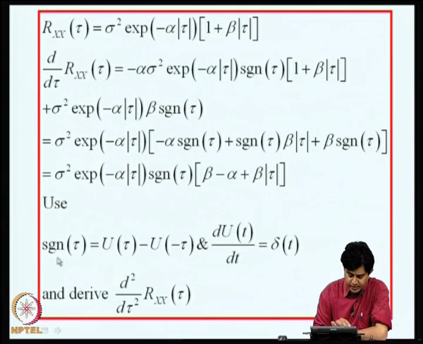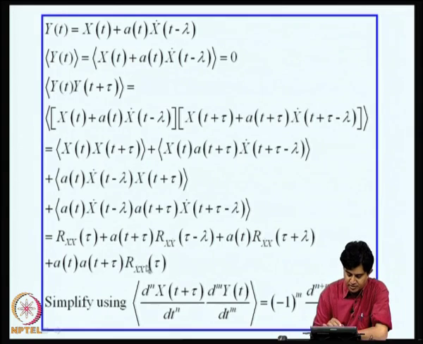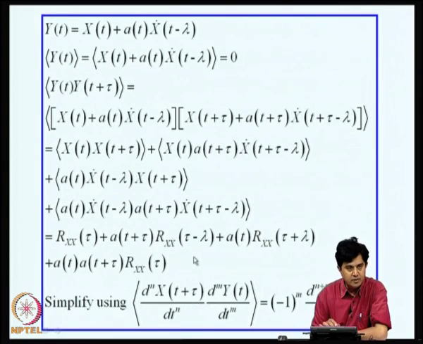Now, we can write signum of tau as u of tau minus u of minus tau, and du by dt as the Dirac delta function, and thus get the higher derivatives also. Go back and substitute into this expression, and we will get the required autocovariance of y of t.